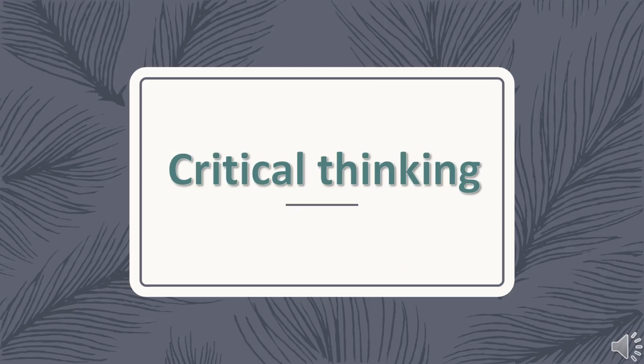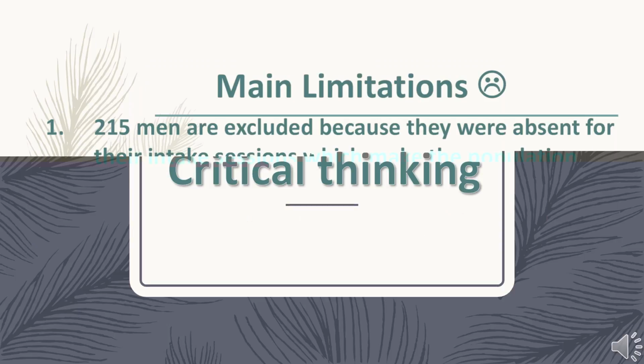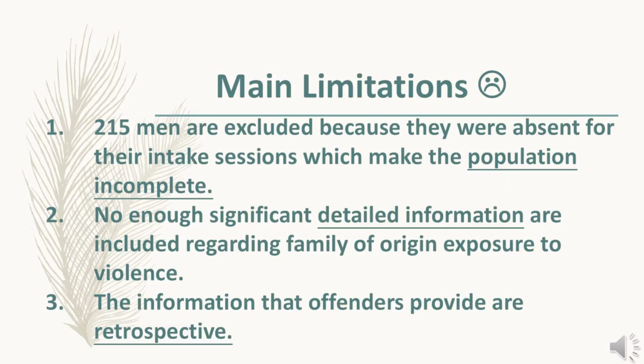Let's talk about critical thinking in this article. Although this article clarifies the relationship, it still has some limitations. For instance, the population in this study is incomplete, because some men who were observed for their intervention are excluded. The information regarding family of origin exposure to violence is from offender self-report, which means the information is subjective and might be incorrect. And unfortunately, the researchers do not have enough detail to confirm this information.